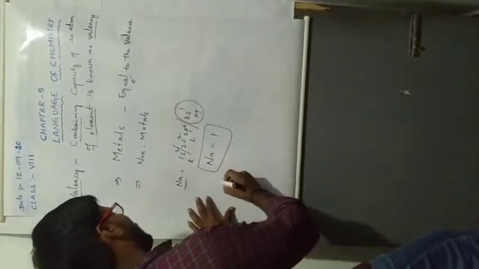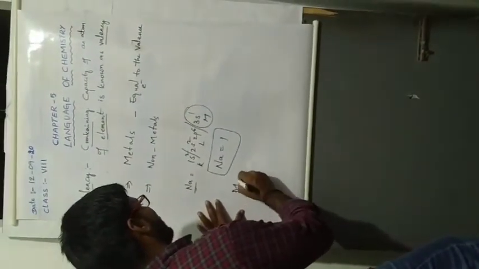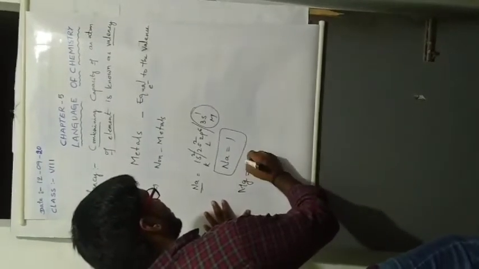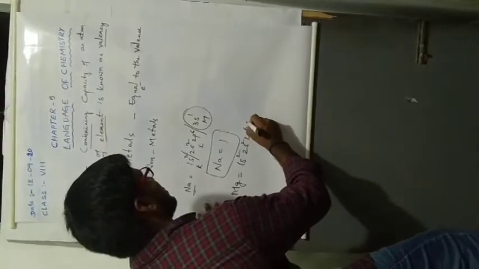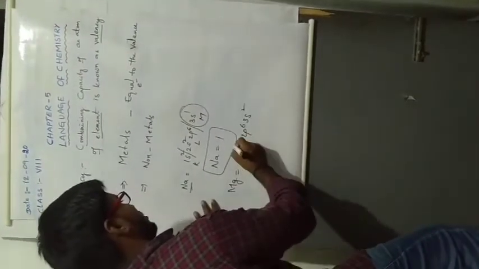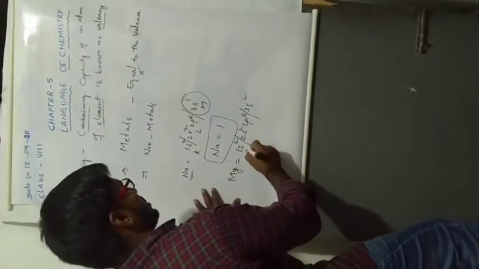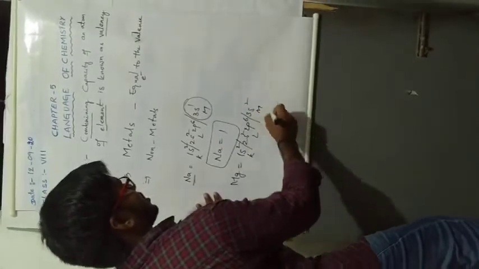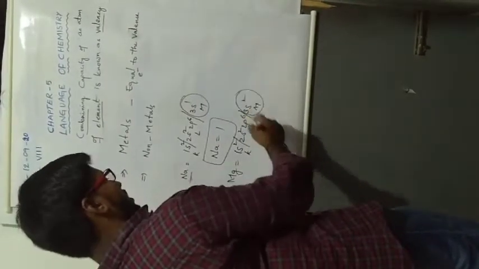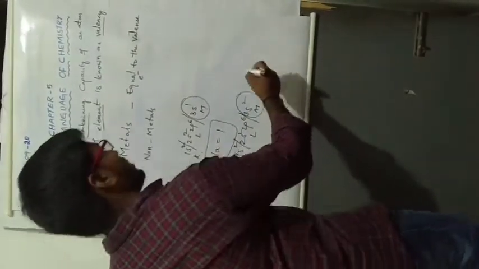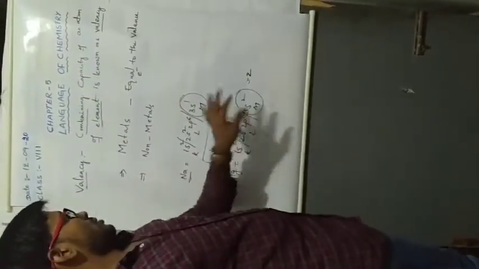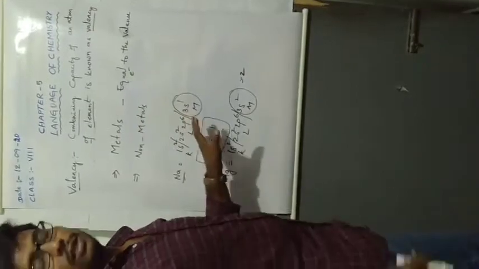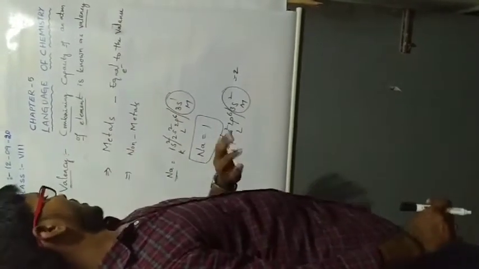Suppose we take another metal, magnesium. The electronic configuration: 1s2, 2s2, 2p6, 3s2. It is also divided into three shells: K shell, L shell and M shell. So these are the valence electrons of magnesium. What is the valency of magnesium? 2. The valency is 2. So this is the method to find the valency of an atom.